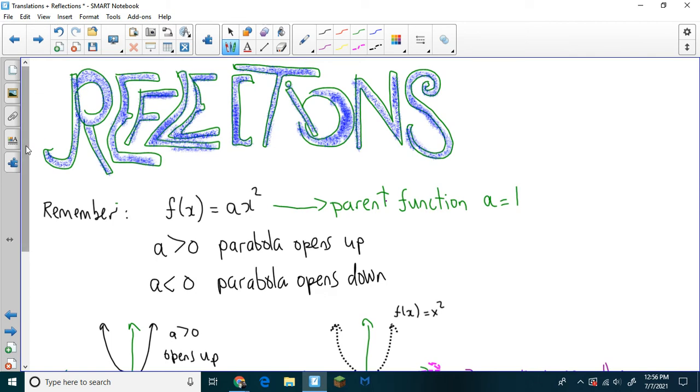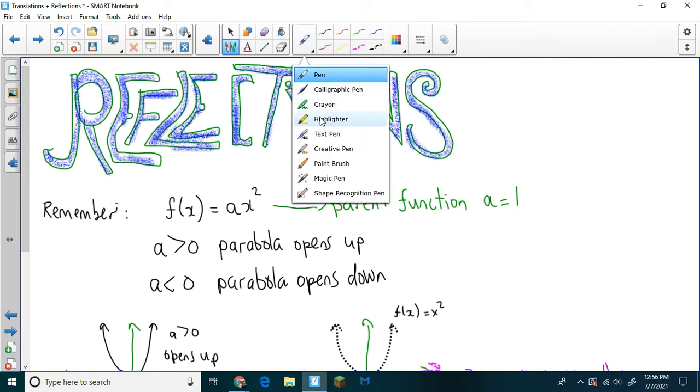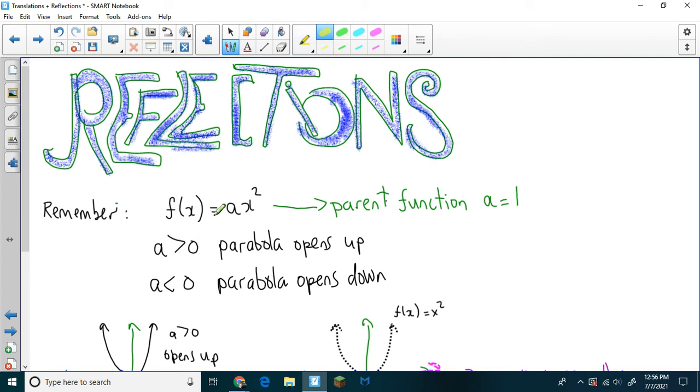Next, what we're going to talk about is reflections. This is where I was saying that in grade 10, when we deal with a parabola, I have the a value. So if a is positive, the parabola opens up. If a is negative, the parabola opens down.